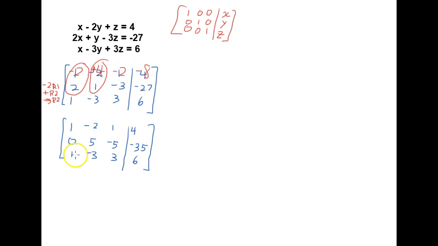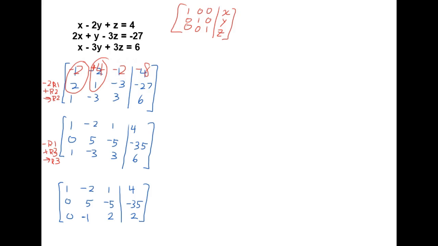Now we want a 0 in this row. So we're going to add some multiple of row 1 onto row 3 to get a 0 right here. It'll just be negative 1 times row 1 plus row 3. I'm showing a negative of row 1 plus row 3, and that will replace row 3. I'll show the result here.